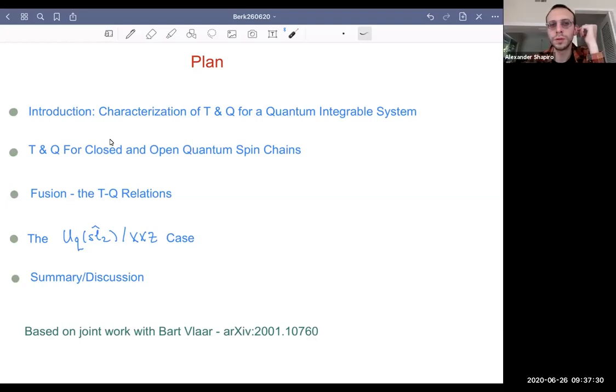Robert, when you say fusion, do you mean some like fusion tensor product? Yes. So fusion is about taking tensor products and looking at short exact sequences. So finding submodules and quotients and using that structure to construct R matrices and other objects for more complicated spaces in terms of tensor products of simpler ones. Right?